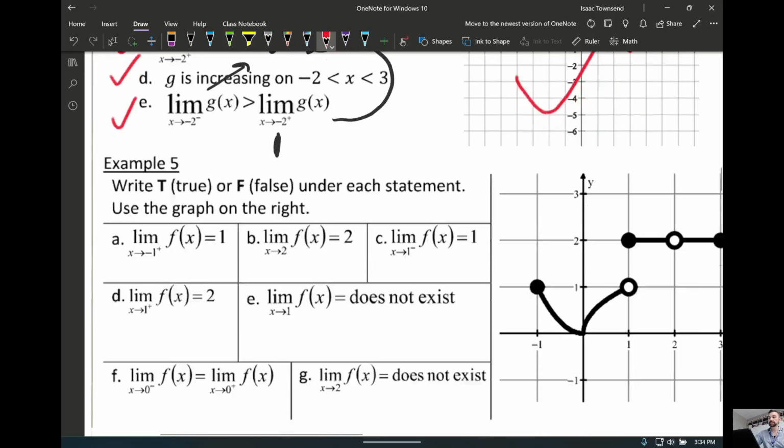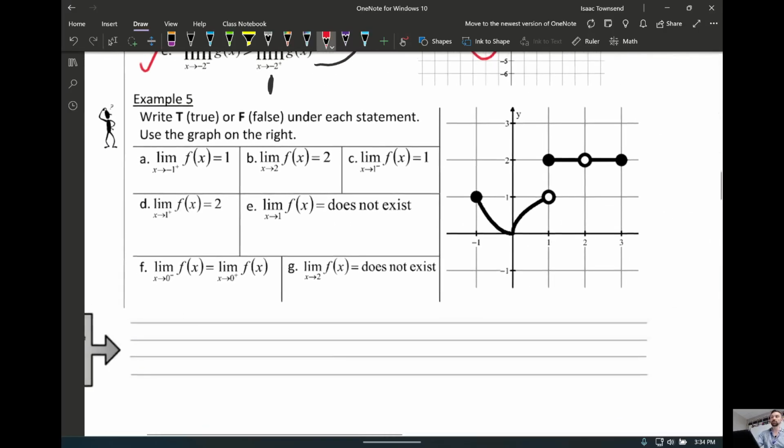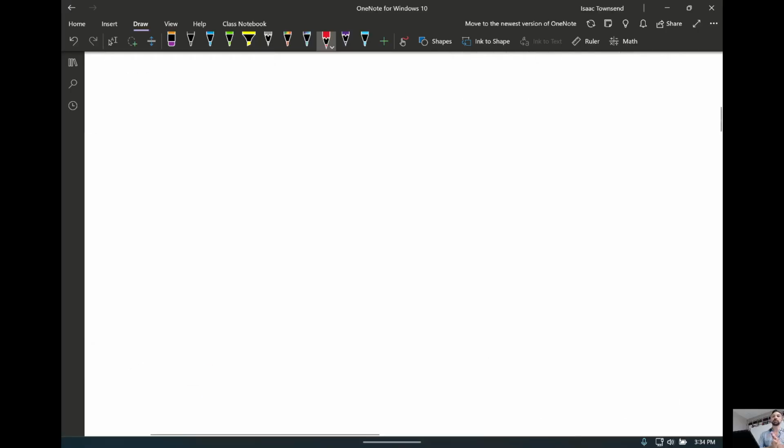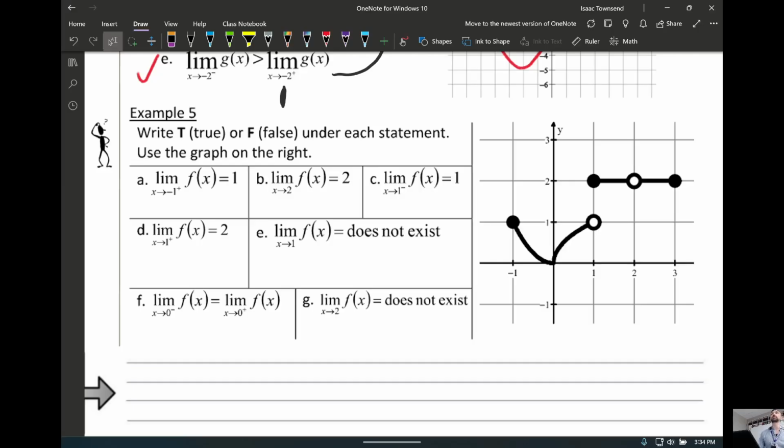Okay, I think the last thing before I can give you a little bit more freedom is I want us to do this example 5 together, but I want to give you a chance to do it first. So same kind of idea, but these are true, false. So use that graph to the right, T for true, F for false, and then we'll discuss them. And then I will give you directions and let you move forward.